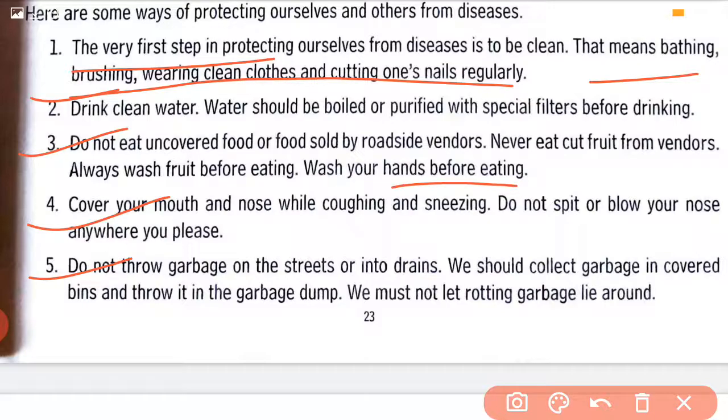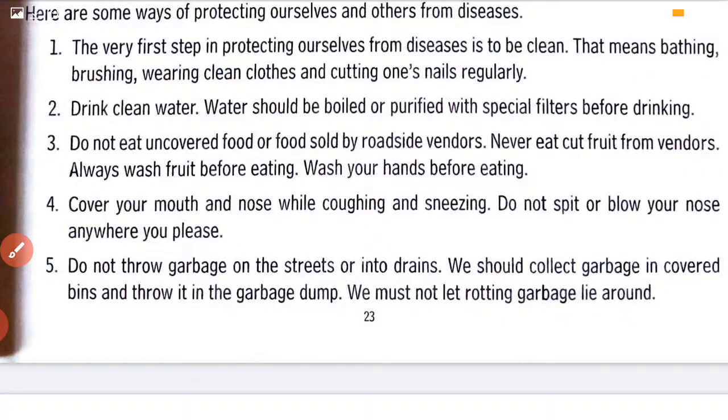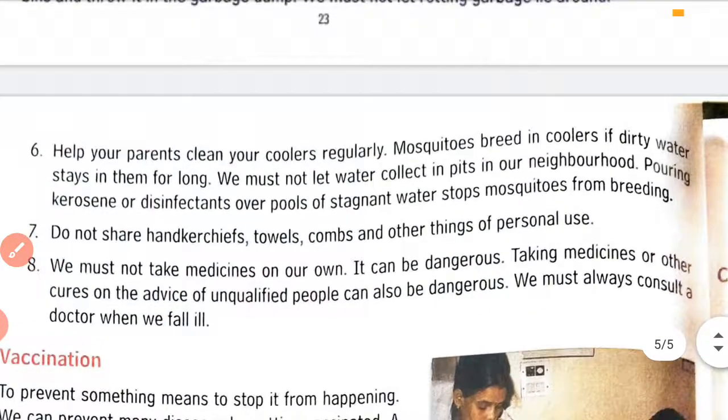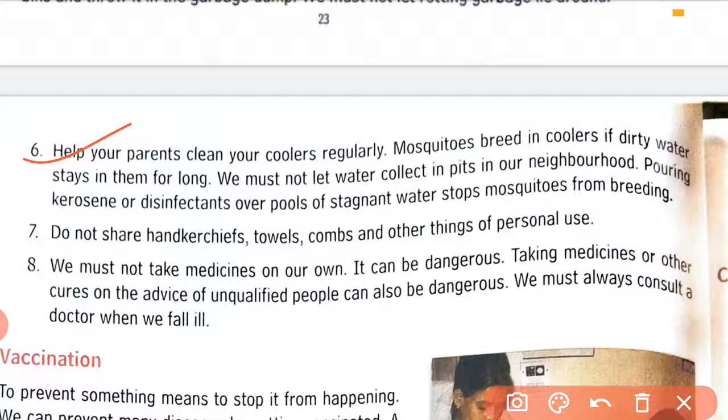Do not throw garbage on the streets or into drains. We should collect garbage in covered bins and throw it in the garbage dump. We must not let rotting garbage lie around. Help your parents clean your coolers regularly. Mosquitoes breed in coolers if dirty water stays in them for a long time. We must not let water collect in pits in our neighborhood. Pouring kerosene or disinfectant over pools of stagnant water stops mosquitoes from breeding.